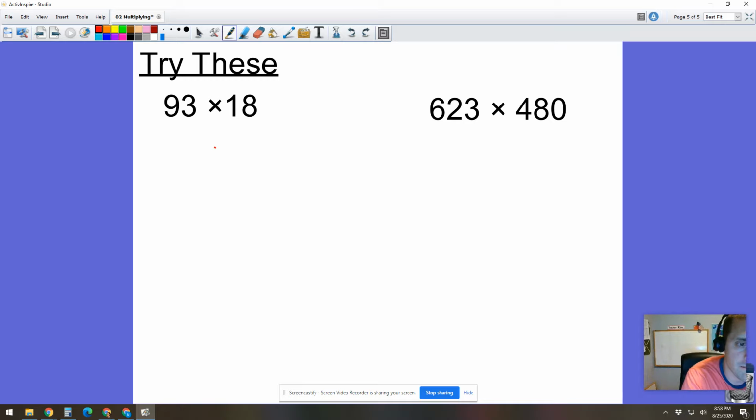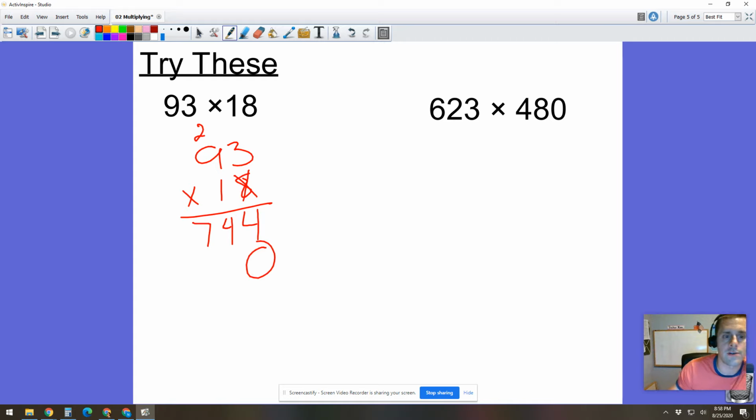All right, first problem, 93 times 18. We're going to start with 8 times 3 to get 24. Write the 4 and carry the 2. Diagonally with the 8 now, 8 times 9 is 72, plus 2 more is 74. We're done with the 8.